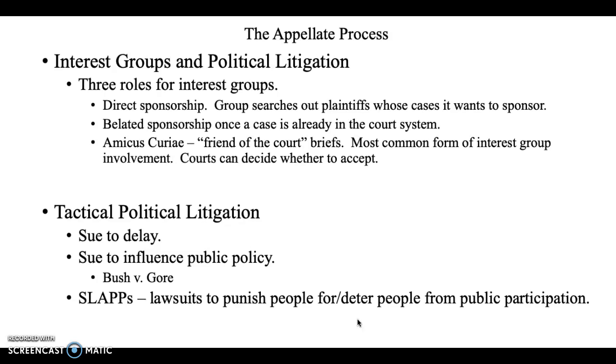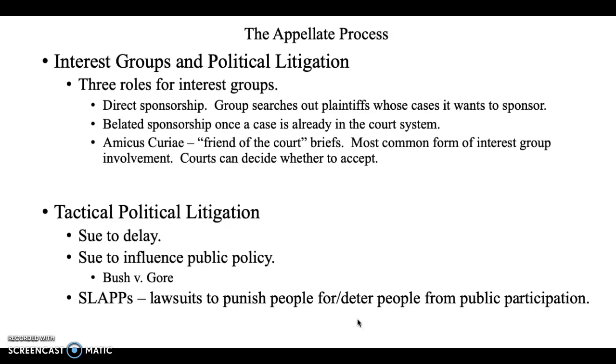Now these groups can bring their appeals through direct sponsorship, where they look for plaintiffs and they pick up those cases and they pay for them. They can find a case that's already in the court system and begin to pay for it, or they can file these briefs that are called amicus curiae. Amicus curiae are briefs that are called friend of the court briefs. Most of the time, these interest groups will just file a brief in support of an issue without actually taking up the role of a party or paying for a party.